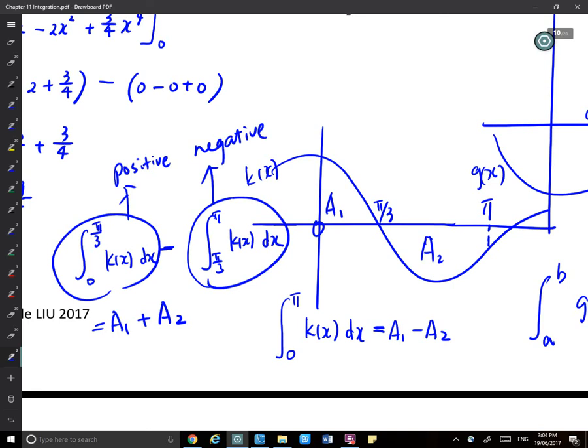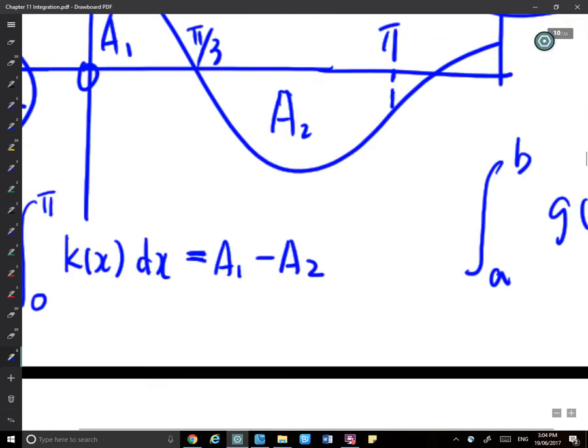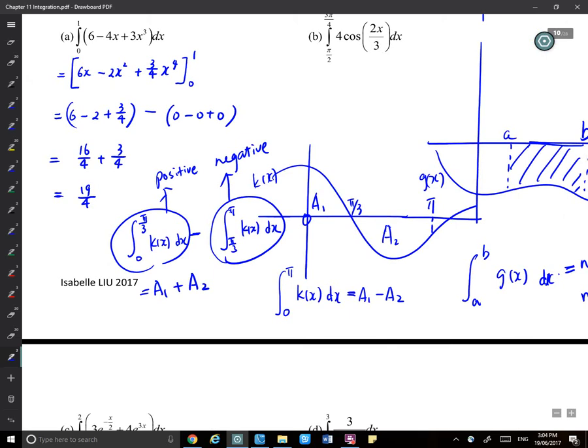Okay, that's the meaning. That's more for the meaning, more for application. We'll do that later as well. So now what we need to do is purely calculation: anti-derive, substitute the values in, and subtract them.